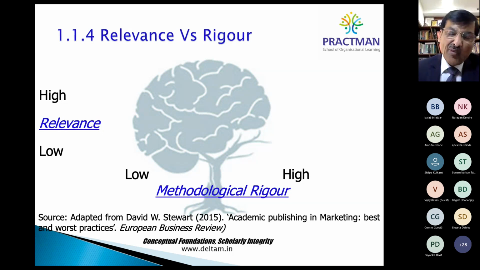There are two criteria which a journal will apply while looking at any research paper. Minimum two criteria. One, how rigorously the methodology was followed, whether the methodological rigor is high or low. And the problem which is being studied in that research paper, whether that problem is relevant, important, significant or not. Whether the relevance is low or high.